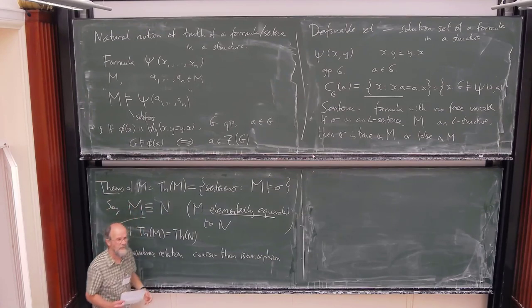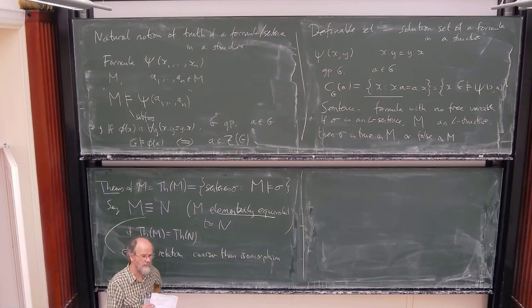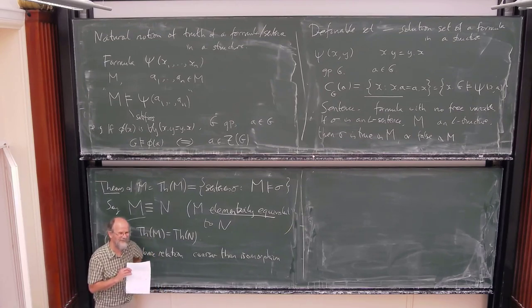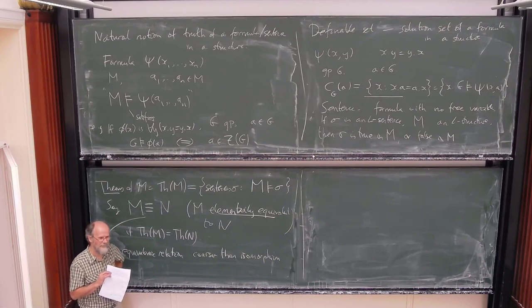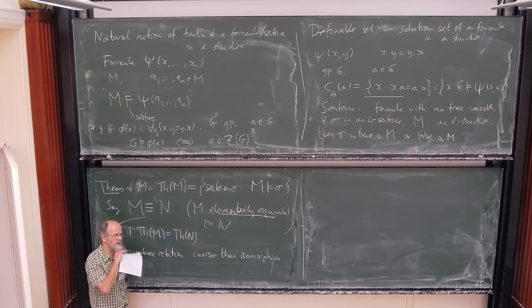So that really means that every formula that M satisfies, N satisfies, and every formula that N satisfies, M satisfies. Yeah, but I don't see how you can compare those sets. I don't even know they're sets, right? It's this collection of sentences. How do you compare it?